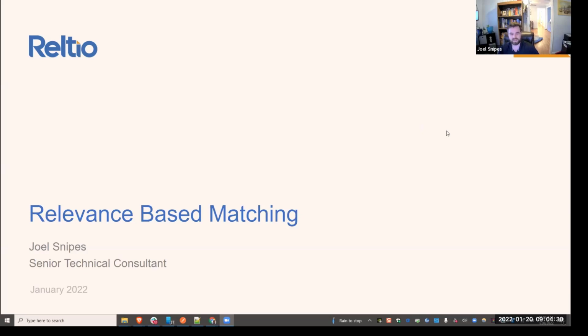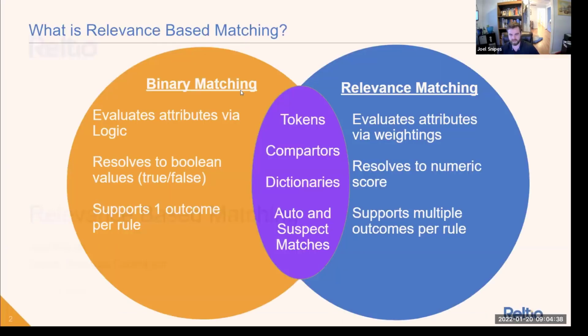So let me start by introducing what relevance-based matching is, especially in the context of how matching worked previously. I call the previous match strategy binary matching, as opposed to what I'm going to be talking about today, relevance matching. In the previous way of matching, everything was logic-based. Every operand evaluated to true or false, and you needed all trues at the end to have a match considered. Whereas with relevance-based matching, every operand evaluates to a numerical score, and those numerical scores are weighted, and if the final value of the score of the match rule at the end of evaluation is over a certain threshold, an action will occur.